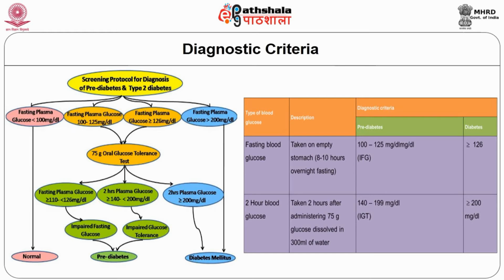In the 2-hour post glucose, if it is greater than 140 and less than 200, they are called impaired glucose tolerant persons. If the 2-hour glucose clearly shows greater than 200, it confirms diabetes: a fasting value greater than 126 and a 2-hour value greater than 200 is diabetes mellitus. And this is what is given in this table: the fasting blood glucose, empty stomach after an overnight fast of 8 to 10 hours. If it is pre-diabetes, the value is 100 to 125, and diabetes is greater than or equal to 126. The 2-hour glucose is 140 to 199 and greater than 200.